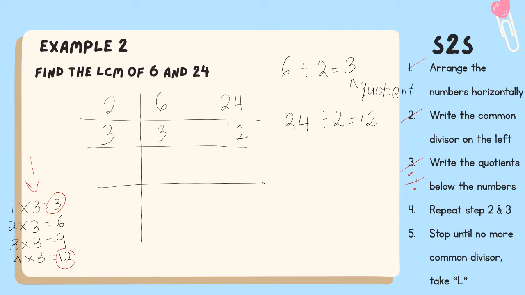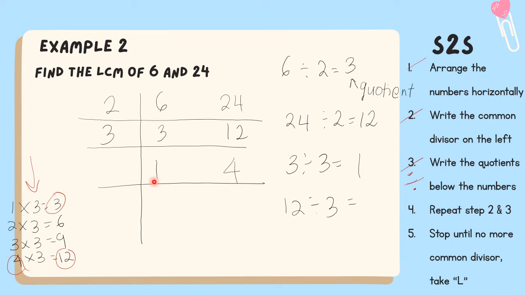Then we're going to repeat step 2 and 3. So step 2, write the common divisor on the left, which you have already over here. And then step 3, write the quotients below the number. So 3 divided by 3 gives us 1. Next, 12 divided by 3 gives us 4. So we've done step 2 and 3. Now step 4, repeat step 2 and 3.